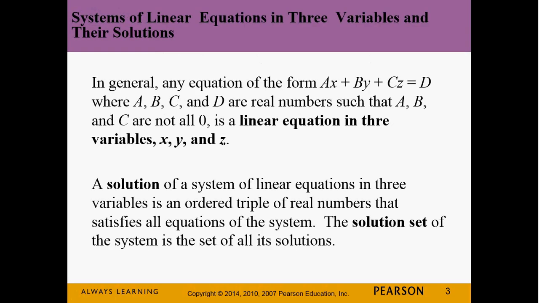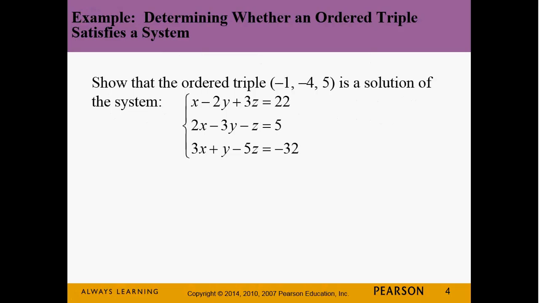So here we've got ax plus by plus cz equals d. So we've got three variables, x, y, and z, and we're going to have three equations in a system. So a solution to a system of three equations is going to be an ordered triple. Okay, that's what we call three numbers together. Instead of an ordered pair, it's an ordered triple. Now we want to verify that an ordered triple is a solution. So how do we do it?